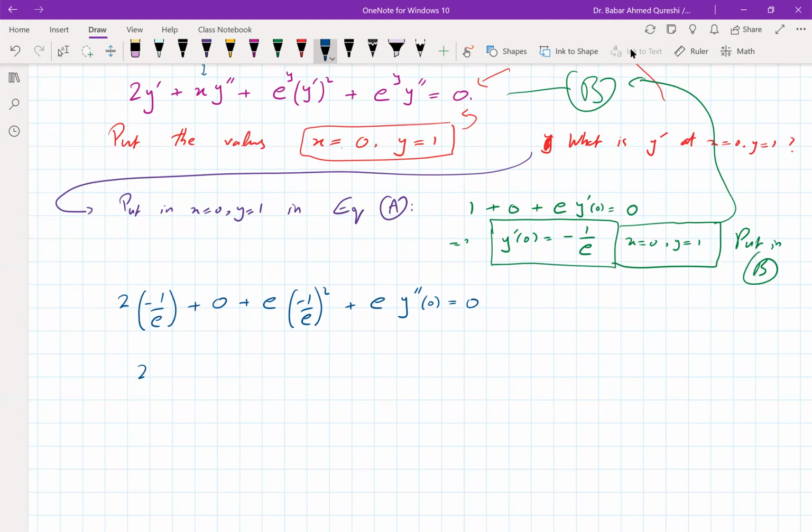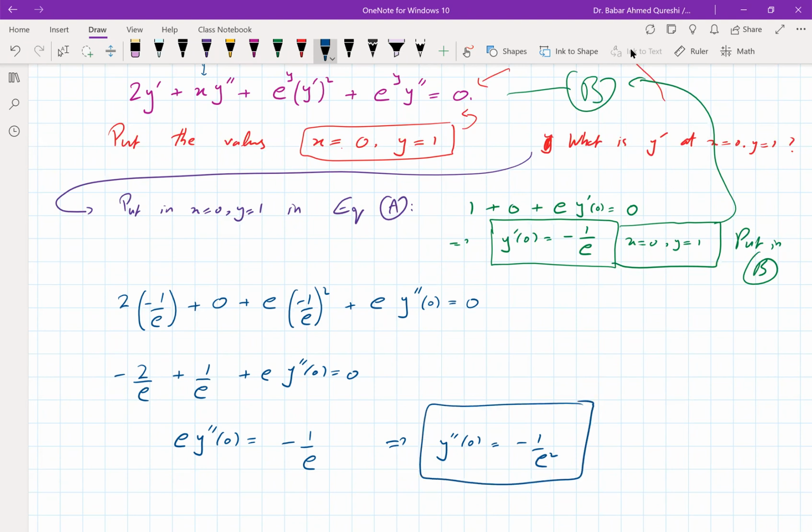So this gives me minus 2 over E plus, I have a 1 over E square E, so this gives me 1 over E. So I get E is equal to minus 1 over E. And that implies the double derivative at this point is minus 1 over E square.